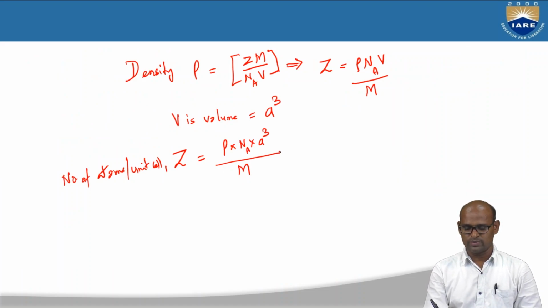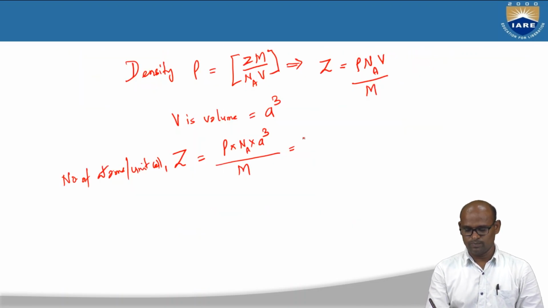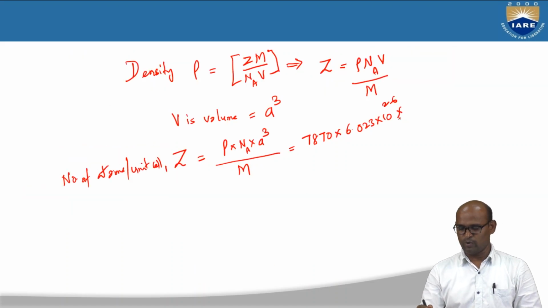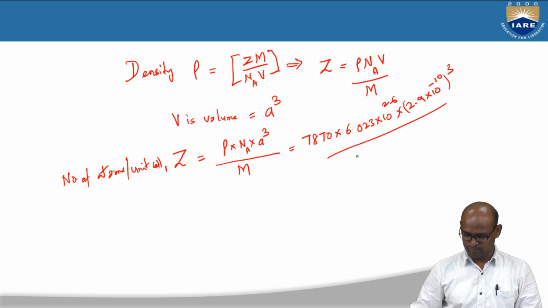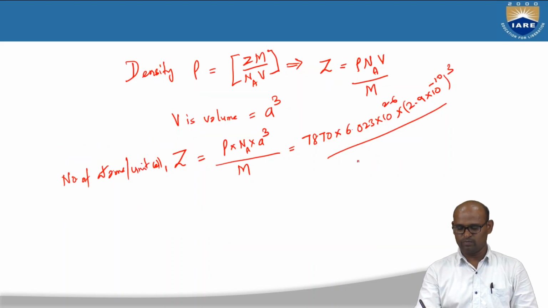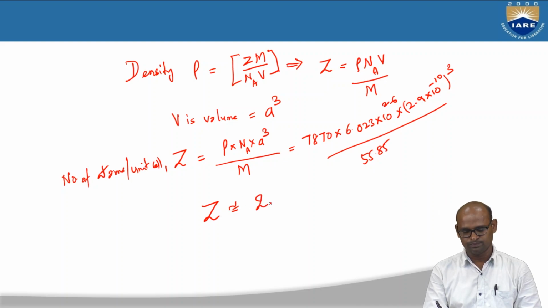We can substitute all the values. For example, rho is given here as 7870, into 6.023 into 10 power 26, into A cube, where A is given as 2.9 angstrom, so 2.9 into 10 power minus 10 cube, divided by M. Molecular weight is given as 55.85. By substituting all the values, we will find Z as 2 point something, so we can round it off as 2.